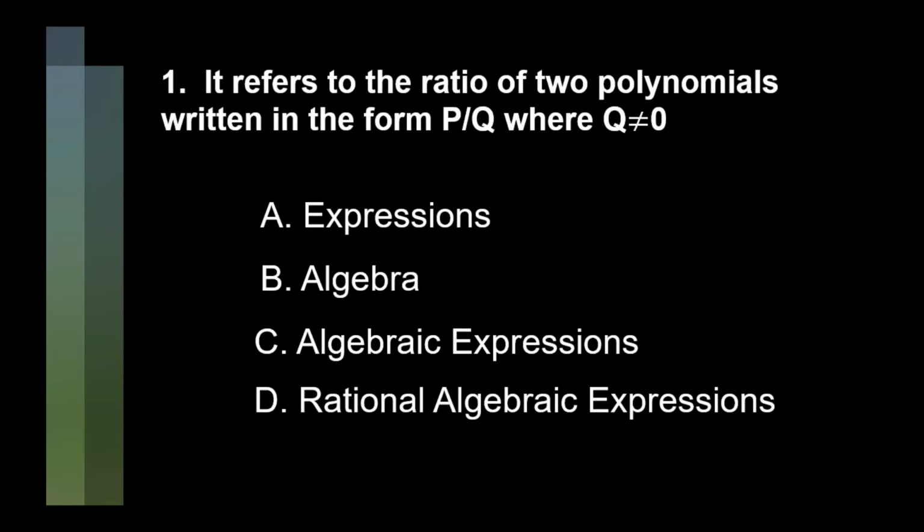Question number 1. It refers to the ratio of two polynomials written in the form P over Q, where Q is not equal to 0. Letter A, expressions. Letter B, algebra. Letter C, algebraic expressions. Or letter D, rational algebraic expressions.